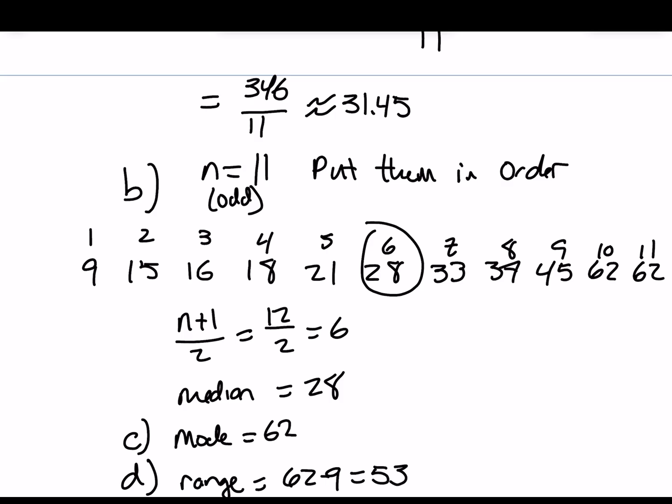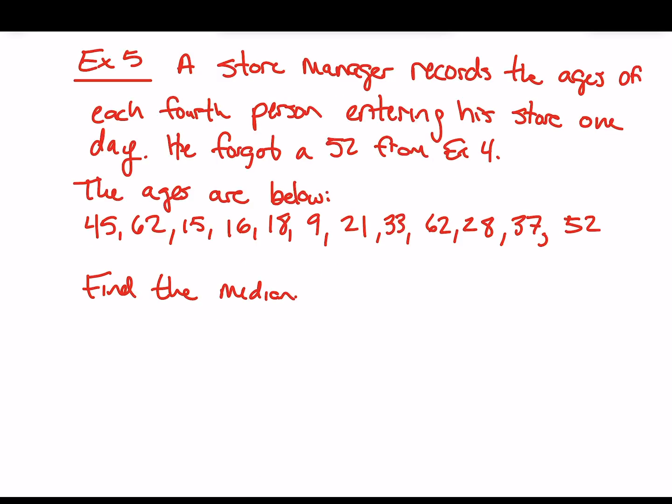Okay, let's do another example. Example 5. A store manager records the ages of each fourth person entering his store one day. He forgot a 52 from example 4. So the ages are below, and they're exactly the same as the previous example, except we've got a 52 added. And we want to find the median.